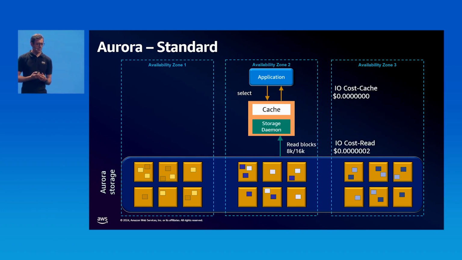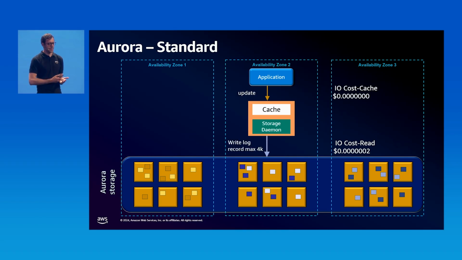Now, if the data is not in the cache, you need to go to the storage. The instance will go to the storage and read blocks of 8 kilobytes or 16 kilobytes, depending on your database engine. And then you pay $0.0602 for each block that you read.